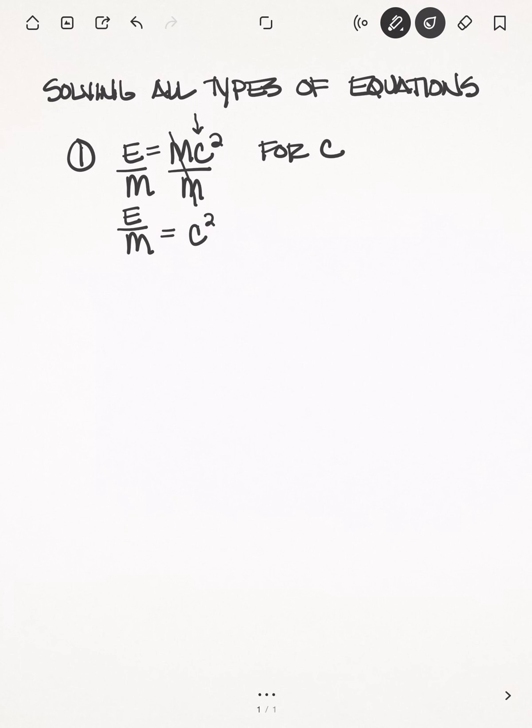So to get rid of something squared, we're going to take the square root of both sides. The square root of this side and the square root of this side, and then don't forget your plus and minus because you're really getting two answers. However, the speed of light cannot be negative. So we're really only going to get a positive answer since this is a real-life formula. C equals the square root of E over m would be my new equation. That equation, solve for C. So hopefully you got that answer.